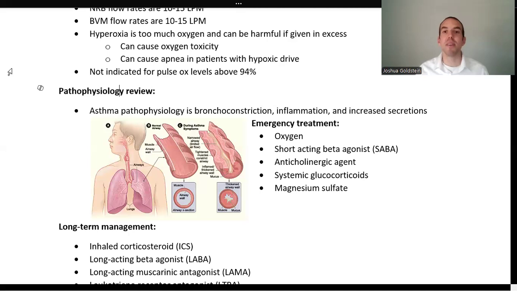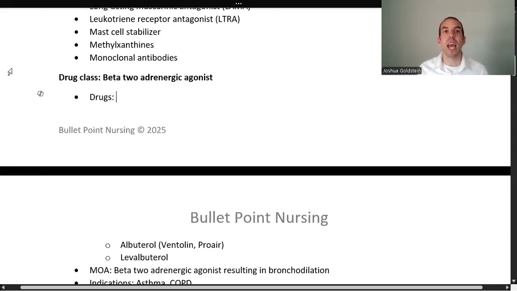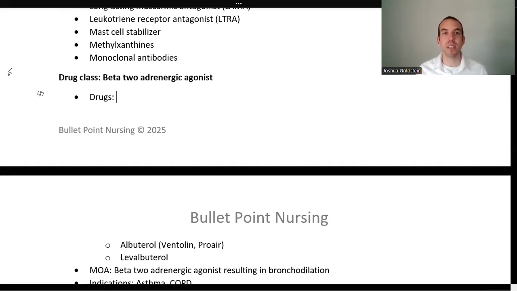So the acute medications obviously be oxygen plus a SABA, a short-acting beta agonist, an anticholinergic, that's going to be ipratropium. Steroids, usually something like methylprednisolone and magnesium sulfate. We'll talk about that. For long-term management, we have inhaled corticosteroids. We have the LABAs, the LAMAs, the LTRAs, and a few more. But let's go ahead and jump into all of them so that we have time to go through them.